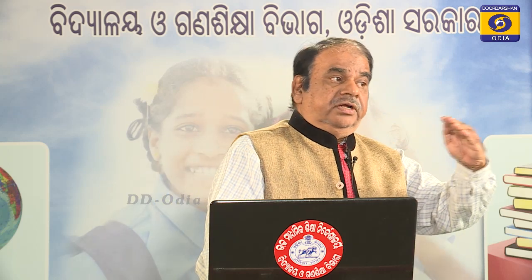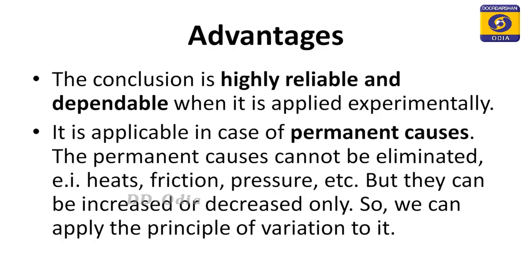Permanent causes may not be eliminated, but we can find out the variations in such factors. So, heat, friction, pressure, all these cannot be taken away permanently, but there can be some variations or numerical variations in these factors. So, basing on those numerical variations, we can find out the causal relationship. Heat or pressure, they can be either increased or decreased. So, we can apply the principle of variation in case of permanent causes, and this is very important for this method.